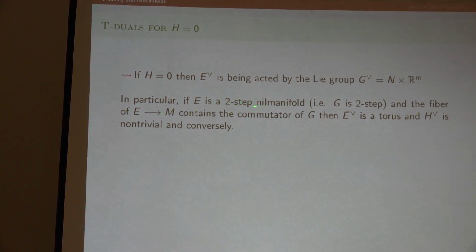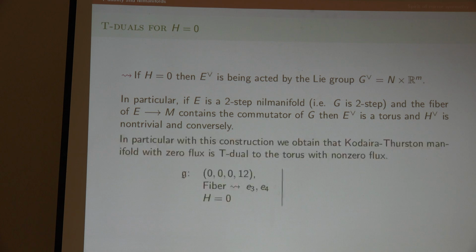We start with the simplest case with H not 0. If we start with the Kodaira-Thurston manifold, the nilmanifold structure is just this, and then we can produce the dual, whose Lie algebra is abelian, a torus, a four-dimensional torus with the nontrivial three-form. This is exactly the result of the algebra.